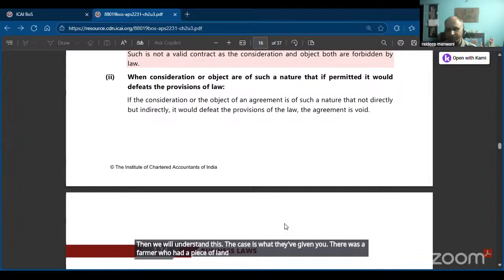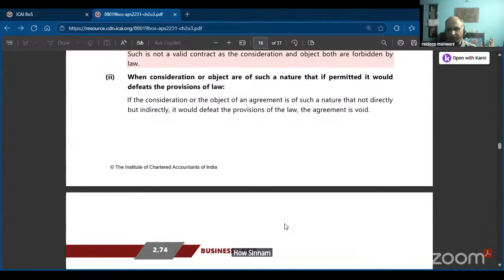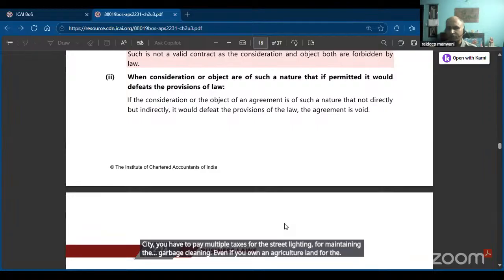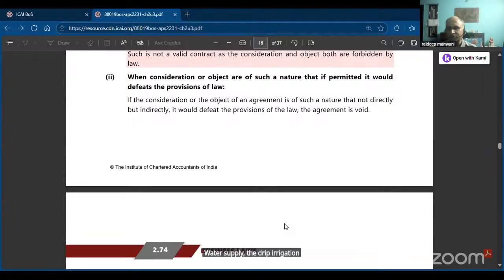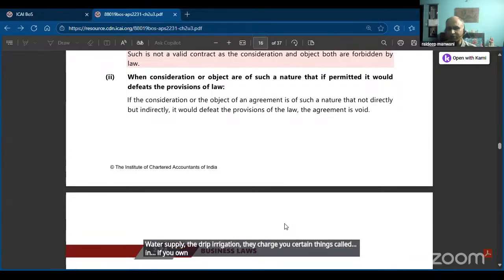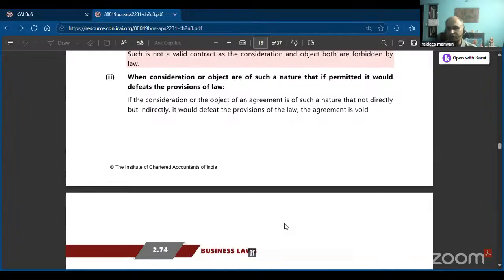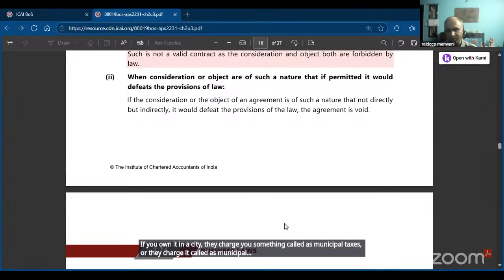As a part of having a piece of land, remember that if you own any property, whether you own a house in a city, you have to pay municipal taxes for the street lighting and for maintaining the garbage cleaning. Even if you own agricultural land, for the water supply and the drip irrigation, the government charges you land revenue. If you own it in a city, they charge you municipal taxes. So any of you who own your own house, ask your parents, they have to pay municipal property tax. Correct or no? Okay.